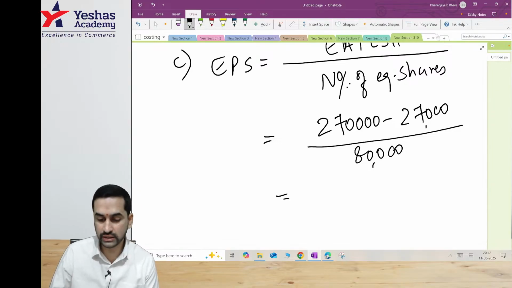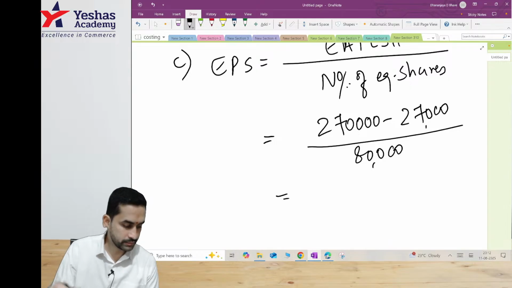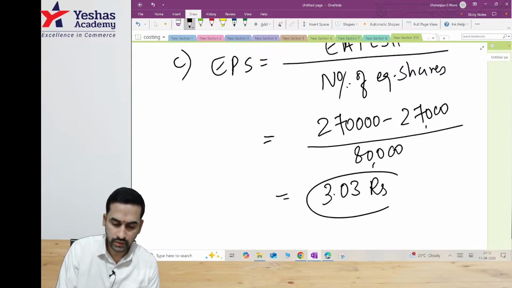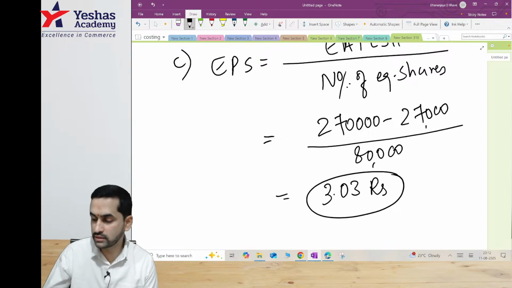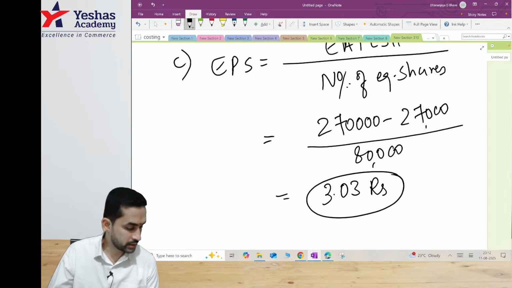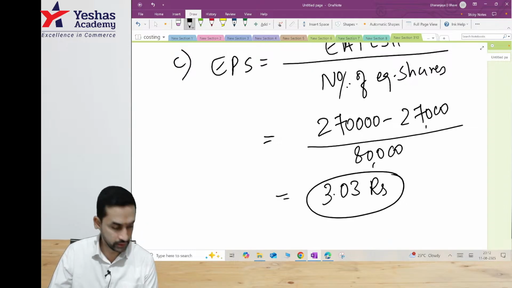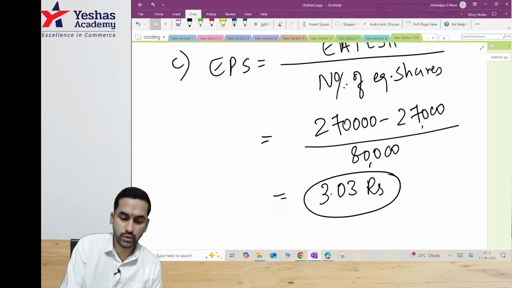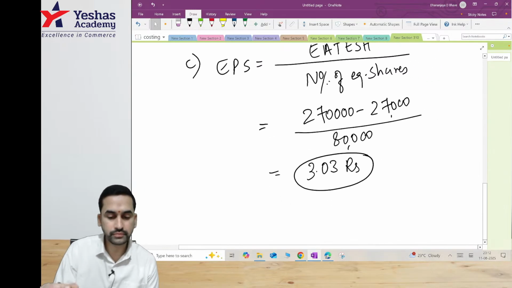Correct, sir. So this I divide by 80,000 shares. So from 2,70,000, first take out 27,000 dividend. Whatever is left out, divide that by 80,000. Some students are saying 3.03. Can others confirm this? Yes or no? Is it 3.03? Remember, EPS is always in rupee. Okay, correct.